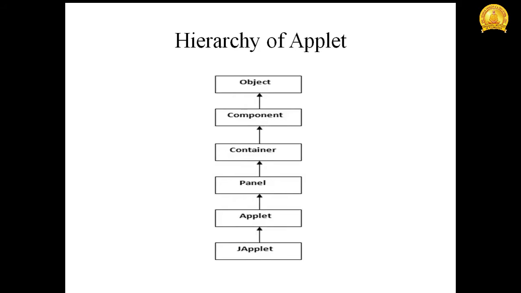Now let's see the hierarchy of the applet class. An applet class is actually a child class of the panel class. Applet class extends the panel class. Let's see the hierarchy. The supermost class in Java is the Object class. The Component class extends the Object class. The Container class extends the Component class. The Panel class extends the Container class. Applet class extends the Panel class. So applet is a child of the Panel class.